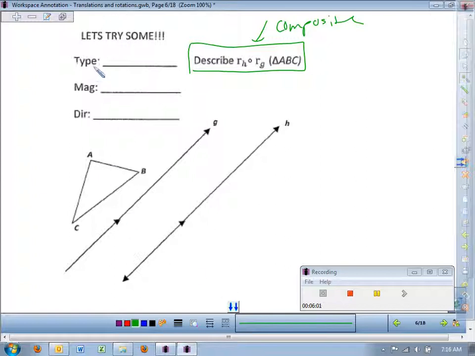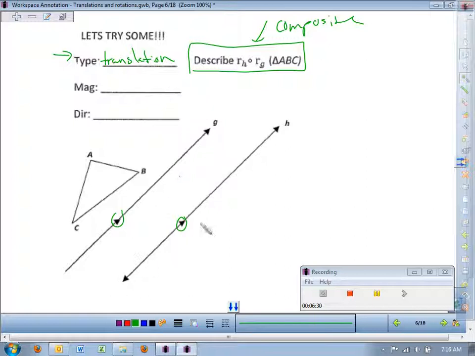So the type is determined by the kind of lines in the picture. We've got line G, got line H, and aren't they parallel lines? So, booyah, since I'm doing a composite of 2 reflections over parallel lines, that will be a translation. The magnitude: they need you to measure the perpendicular distance between those parallel lines and double it.